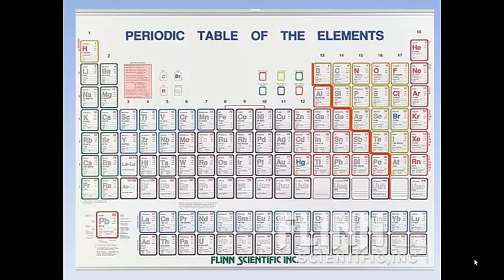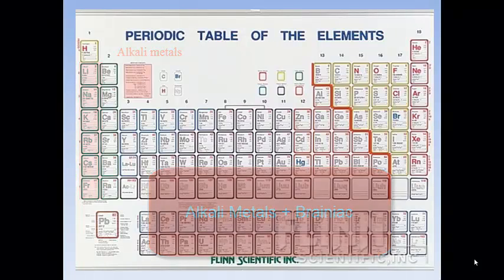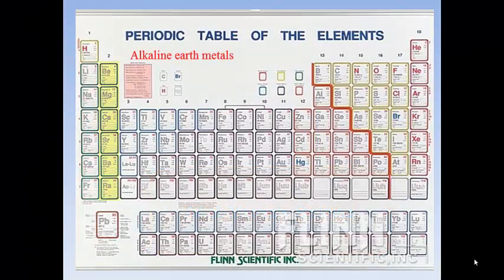Several of the groups have names. Column 1, or group 1, excluding hydrogen, are known as the alkali metals. All those metals are chemically similar. They have similar reactions, similar reactivity, and actually if you go to the internet and look up alkali metals in Brainiac, there's a nice video to watch, but if you watch it, you have to come back and tell me what the problem with the video is.